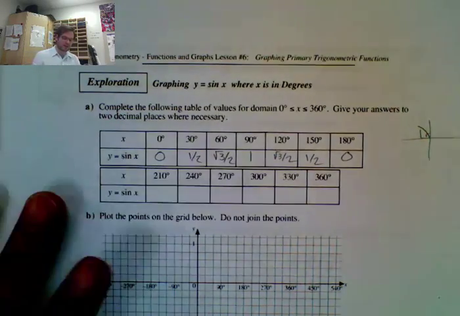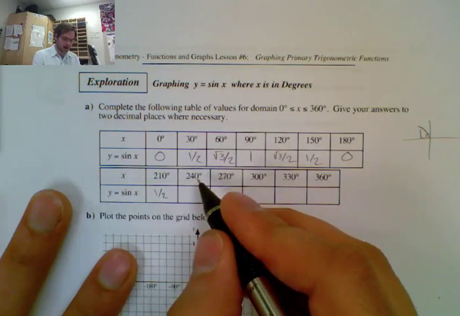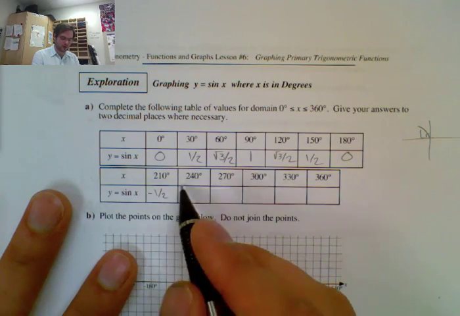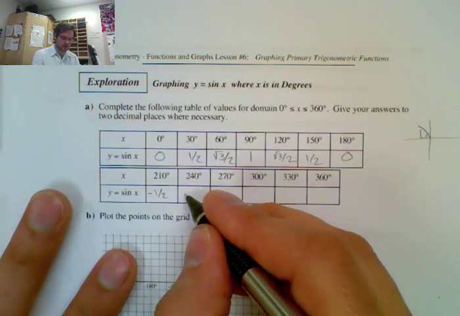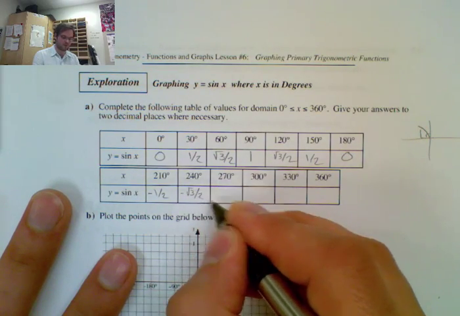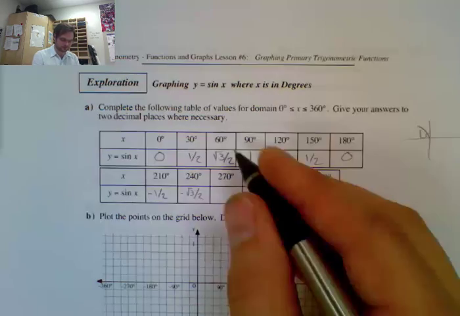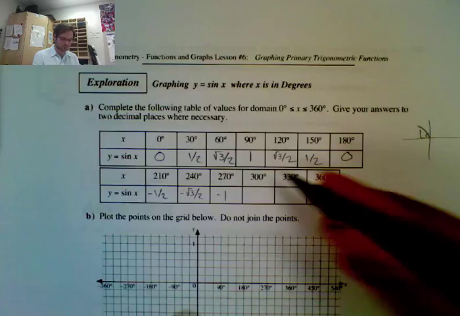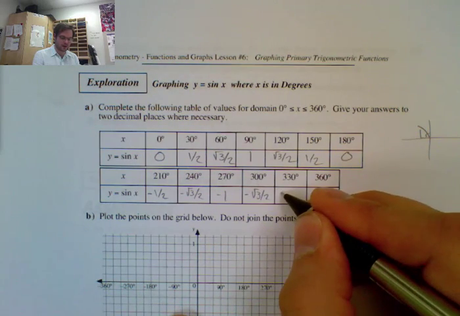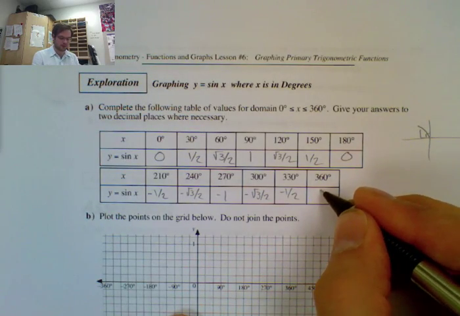Okay, and we're going to continue this. 210 is 30 past 180, so that's going to be negative 1 over 2. 240 is 60 away, so that's negative root 3 over 2. And then we're going to have 270, which is going to be negative 1. And then here we're going to have negative root 3 over 2 and negative 1 over 2. And this is going to be now the same as 0.